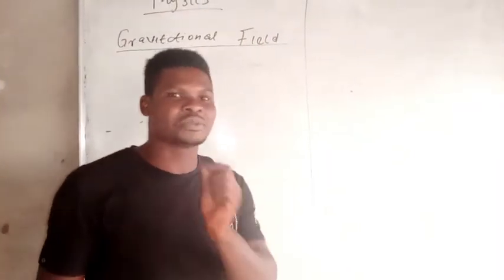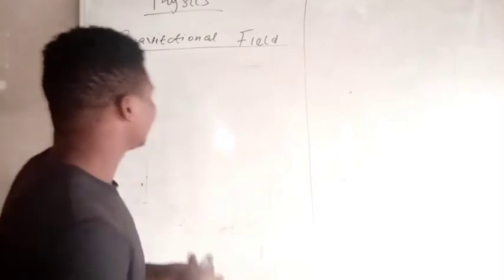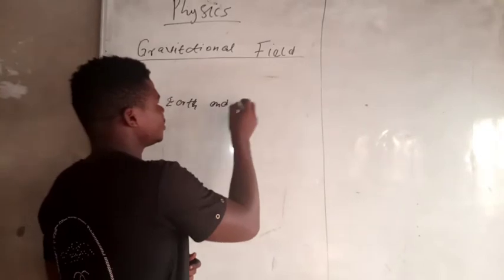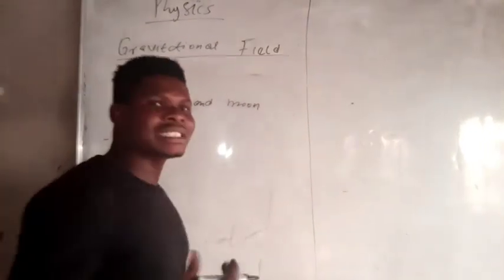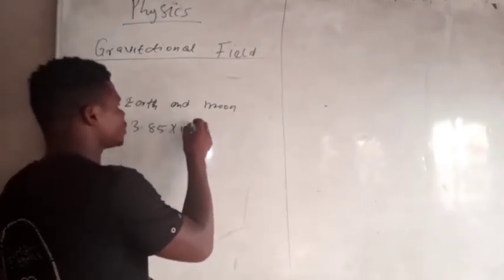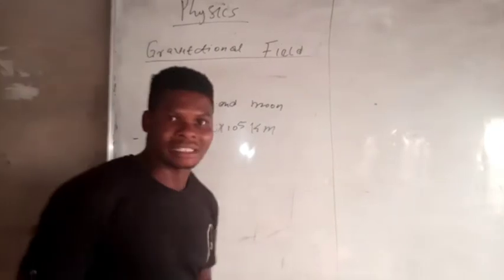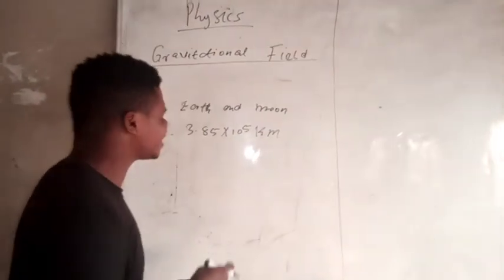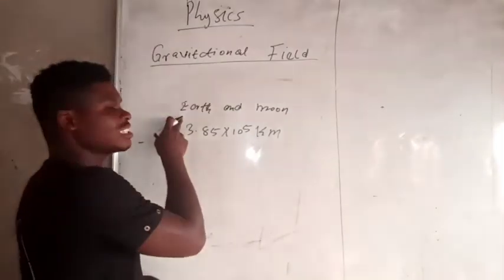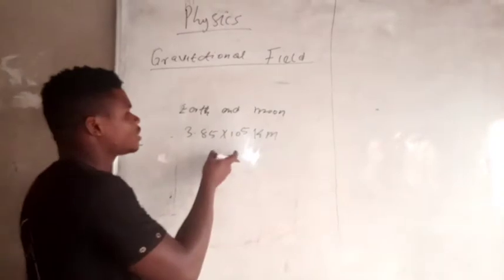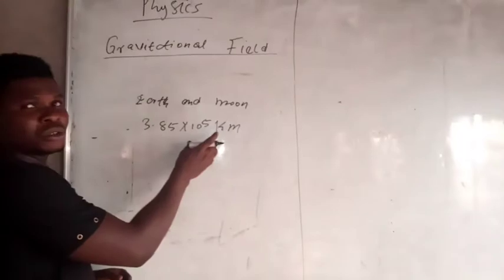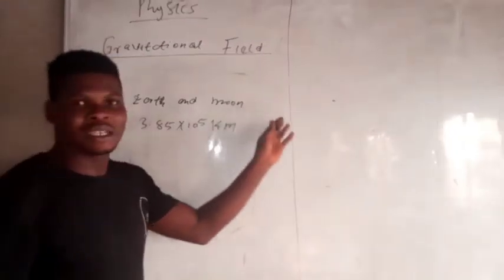Every single mass on the Earth's surface exerts a measurable amount of gravitational force on all other objects around it, as we've said before. For instance, the Earth and the Moon are about 3.85 times 10 raised to the power 5 kilometers apart. That is a very long distance, but even at that, the Earth still exerts a measurable gravitational force on the Moon.